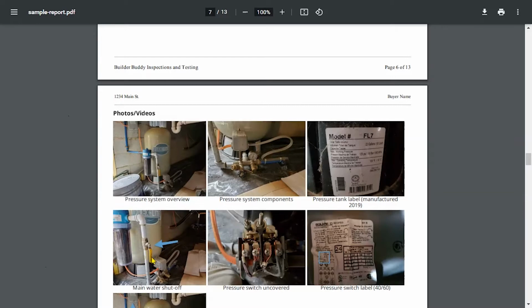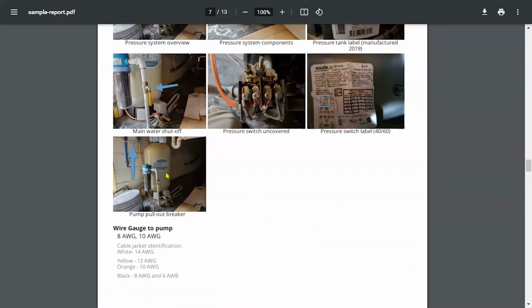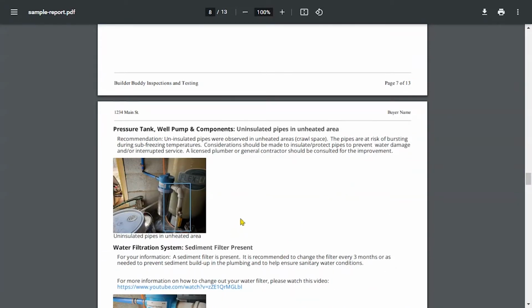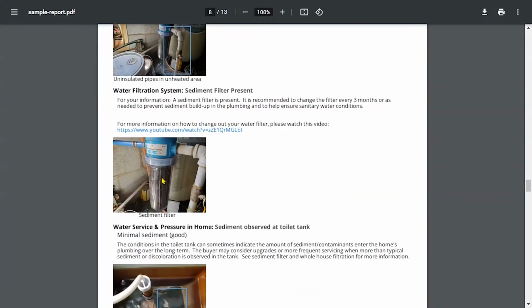This is the main shutoff. Some more pictures of the pressure system components. Here is the sediment filter. The sediment filter is basically filtering out grit, just larger particles from the water.